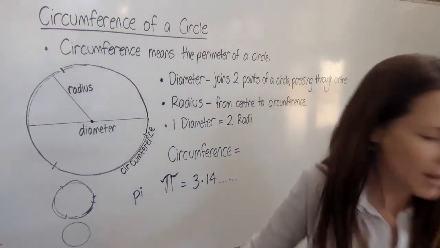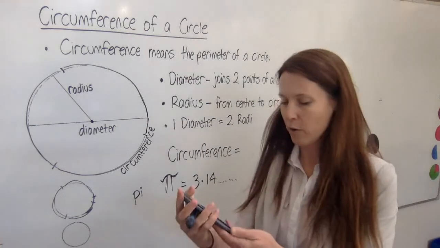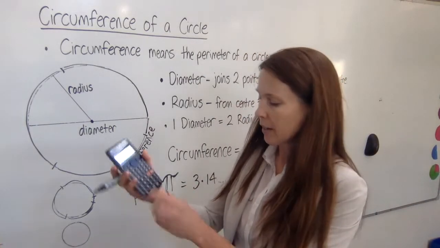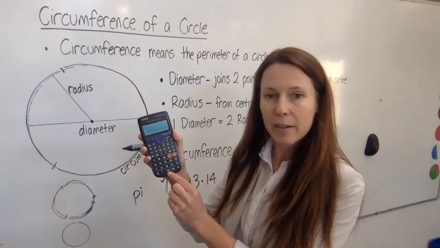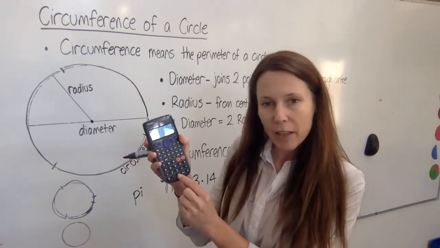And at this point, it might be handy to have a look at pi on your calculator. Now, on your calculator, pi is down here on the button right in the middle at the bottom, but it's a yellow function.